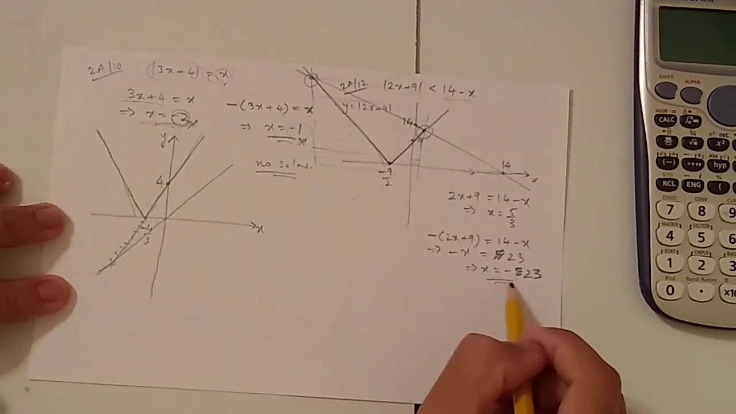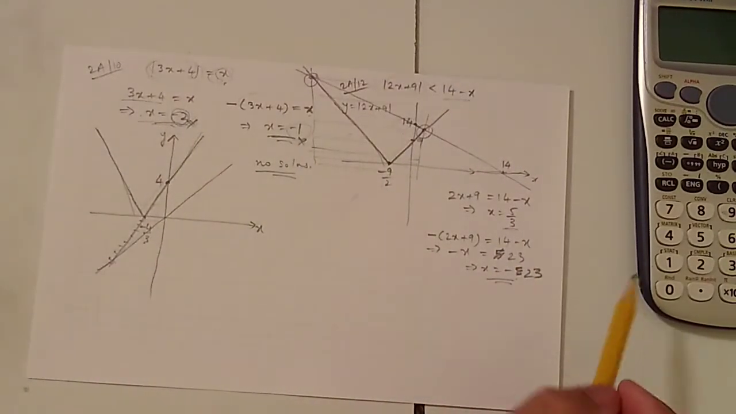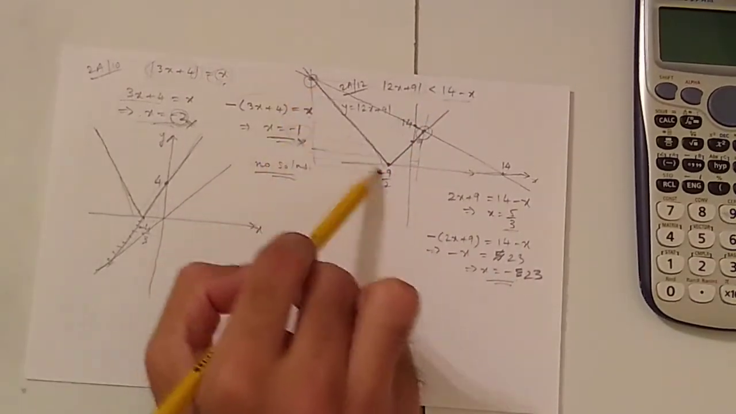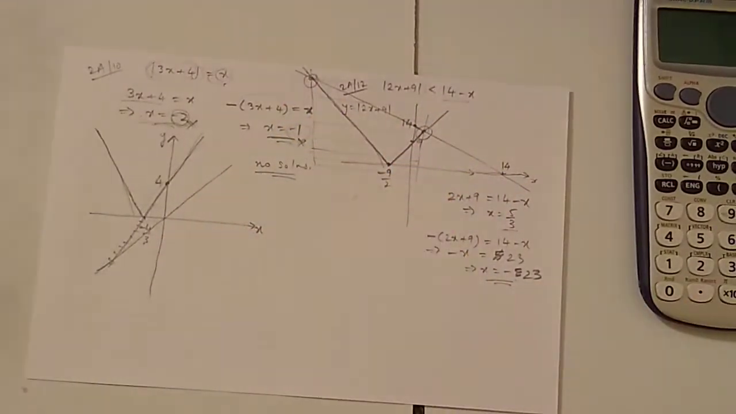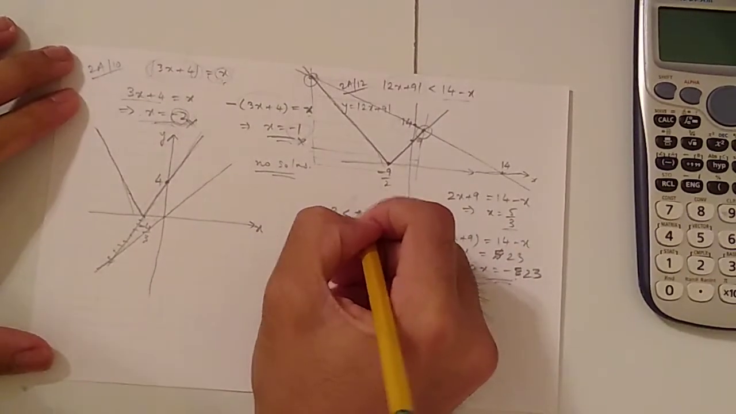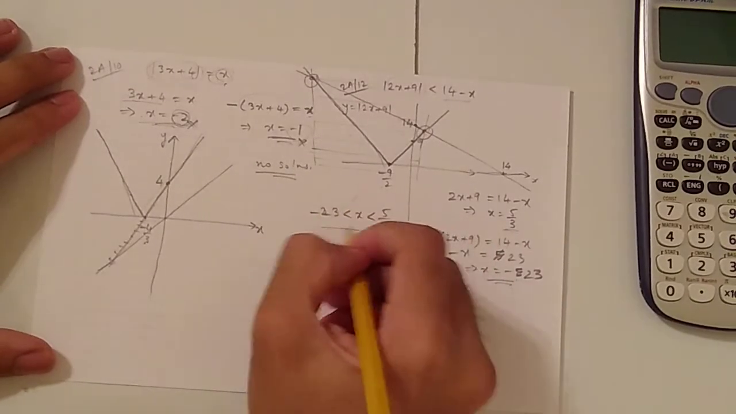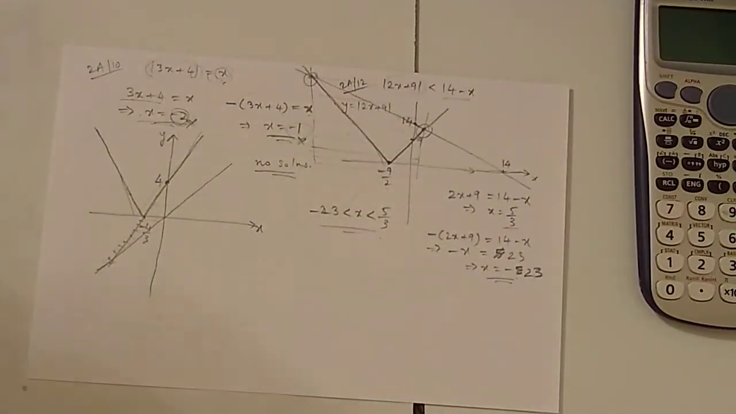So that's the left point and that's the right point, and so finally the answer to the question, which is the inequality where the modulus function is less than the straight line function, is going to be minus 23 is less than x, which is less than 5 by 3.